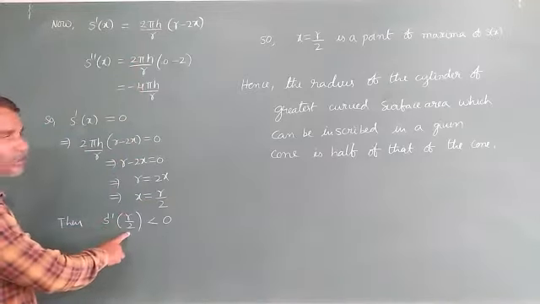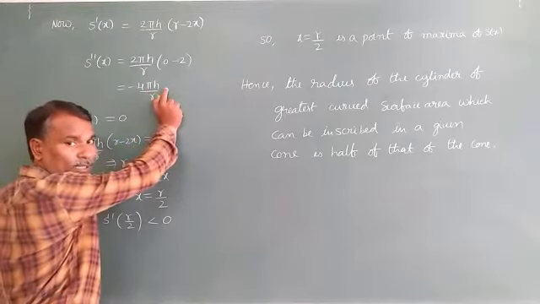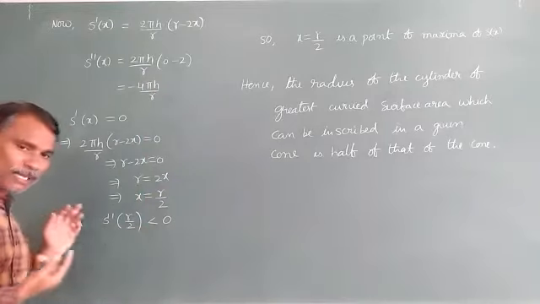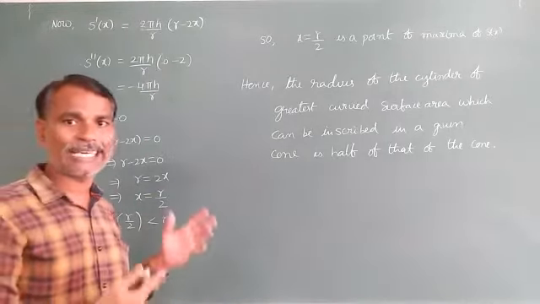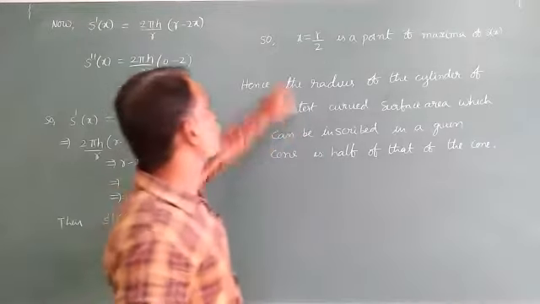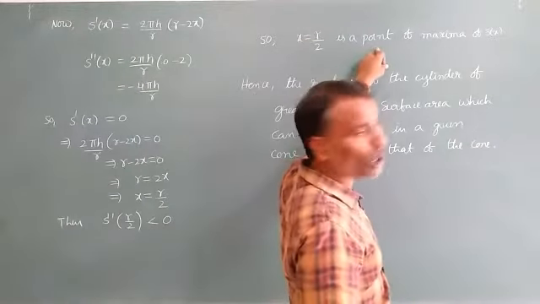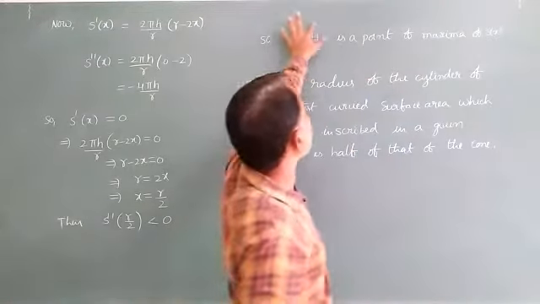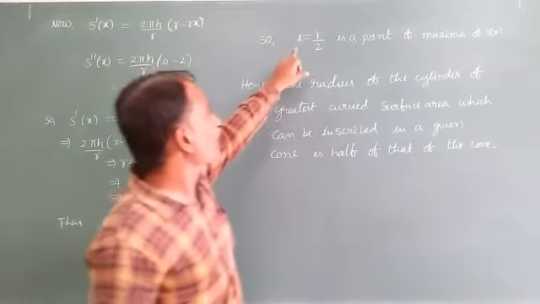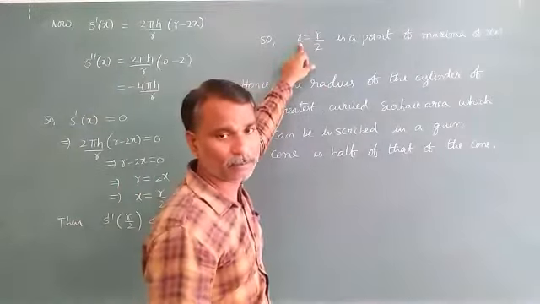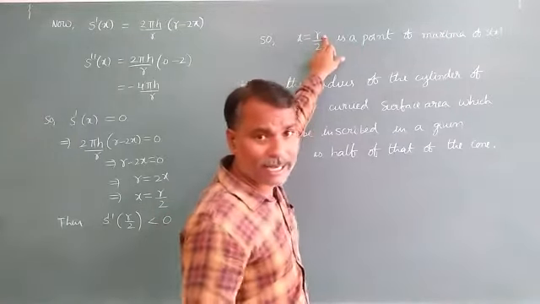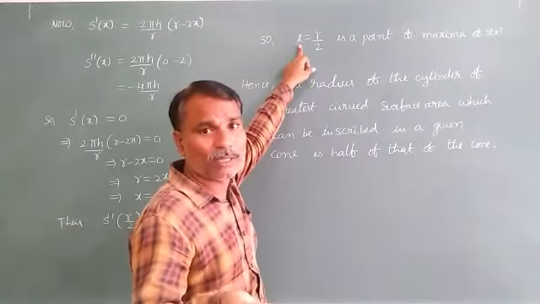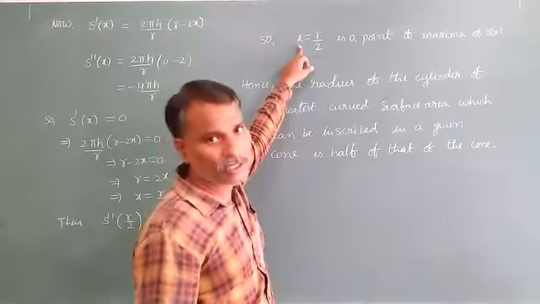S double dash of r by 2 has no x left for substituting, so it is a negative value, that is, less than 0. S double dash less than 0 means it is a maximum. So x equal to r by 2 is a point of maxima of S of x, and hence by observing this you can say x is the radius of the cylinder, r is the radius of the cone. Radius of the cylinder is equal to half of the radius of the cone. That is how we conclude.